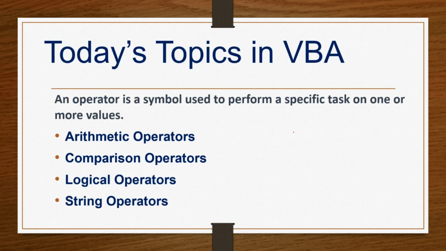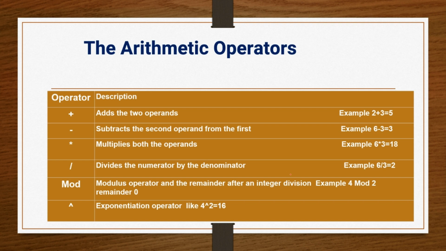In today's video, I'll talk about operators. What is an operator in VBA? An operator is a symbol used to perform a specific task on one or more values. So how many types of operators are there in VBA? There are mainly four types of operators. One is arithmetic operators, second is comparison operators, third is logical operators, and fourth is string operators. So let's talk about it in detail.